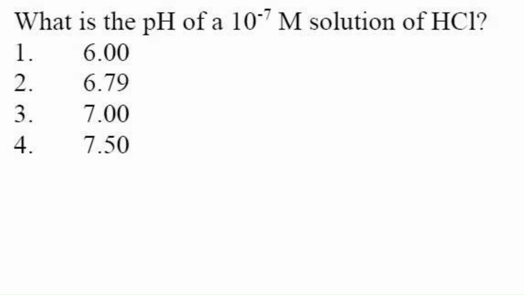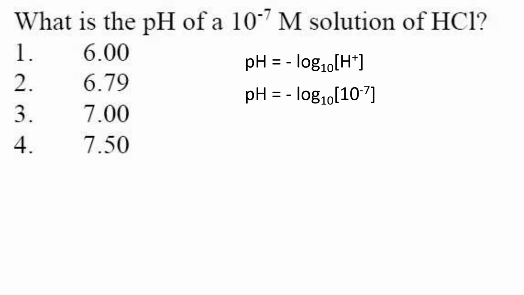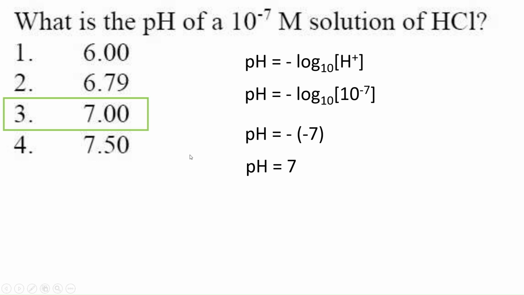What is the pH of a 10 raised to minus 7 molar solution of HCl? Now, what is the formula of pH? The formula is negative log of H plus concentration. Now we are provided with the H plus concentration, that is 10 raised to minus 7 molar. So we'll just put that value into the equation, and by simplifying it, we'll get the pH, that is in this case 7. So the answer of this question is option 3, pH 7.